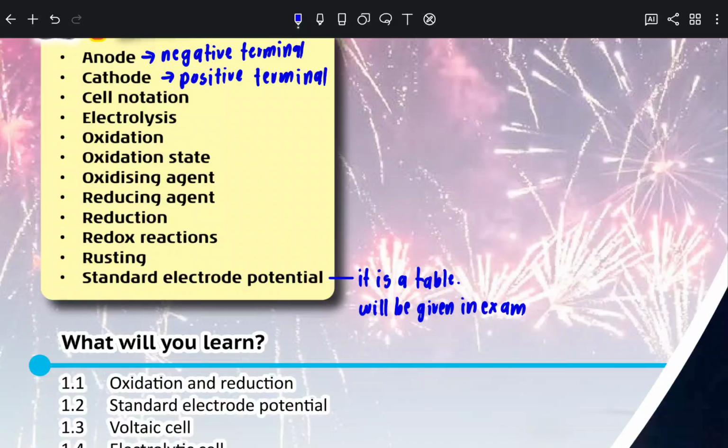I will do a separate video to teach you how to use the standard electrode potential table. Okay, that would be my other advice for you. Just let me know if you don't know, don't be shy. Okay, it's not something to be shy or afraid of, because if you don't know, you have to admit you don't know, so that you can learn to get a better learning experience.